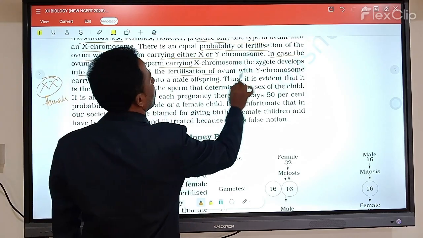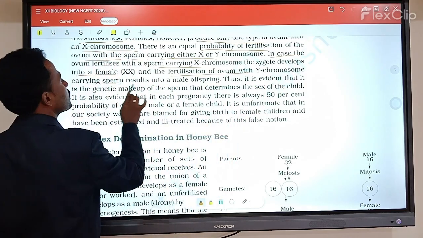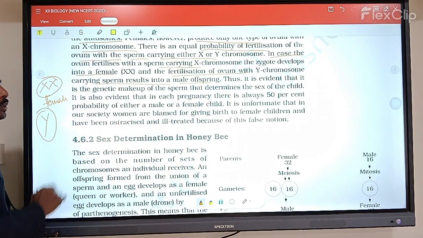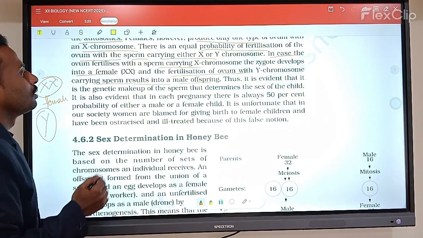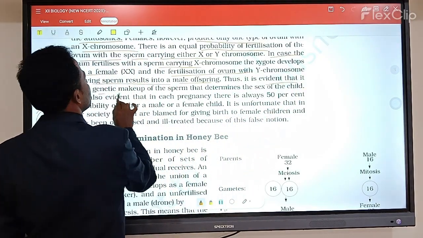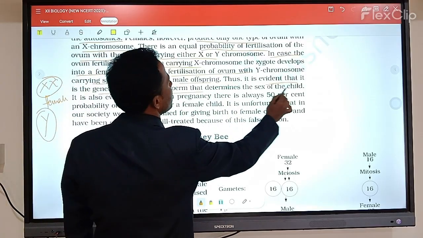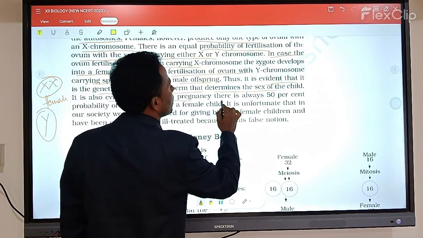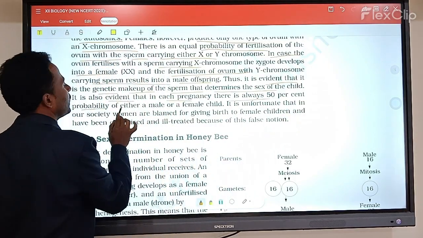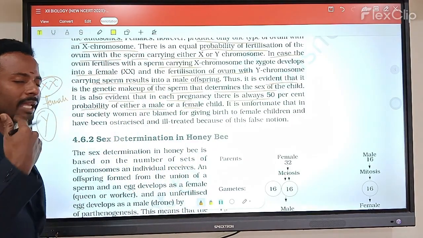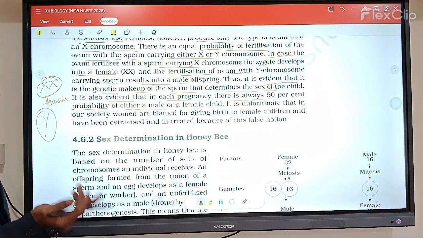After fertilization of the ovum by the Y chromosome carrying sperm, the zygote forms with XY, a male. So there is evidence that the genetic makeup of the sperm determines the sex of the child, and there is a 50% probability in pregnancy of either a male or a female child.